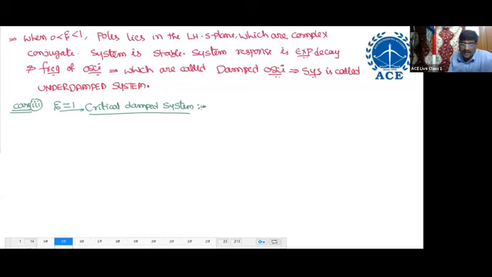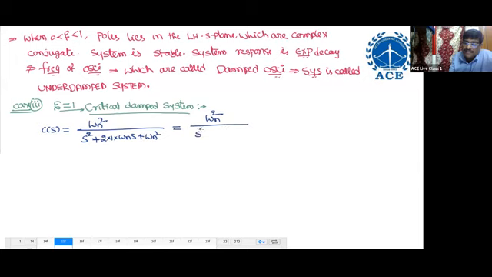Now zeta equal to 1 is substituted in the C of S. What is C of S? Omega n square by s square plus 2 into zeta 1 into omega n s plus omega n square. This can be written as omega n square by s square plus 2 omega n s plus omega n square, which is omega n square by s plus omega n whole square.